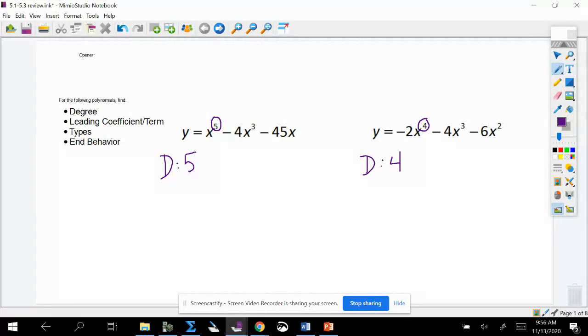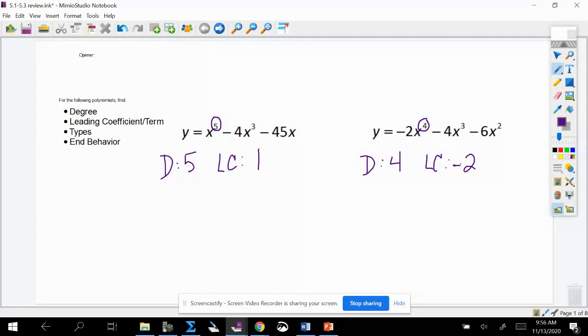It depends on the question in Delta Math which one they want, so I want to mention both. Your leading coefficient is just the number that is in front of your first term. In this first one, the number would just be a 1 because there's 1x to the 5th. In this one, your leading coefficient would be a -2.